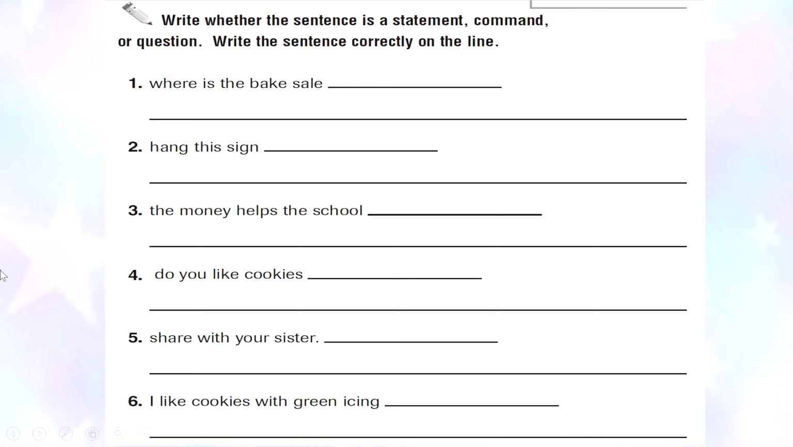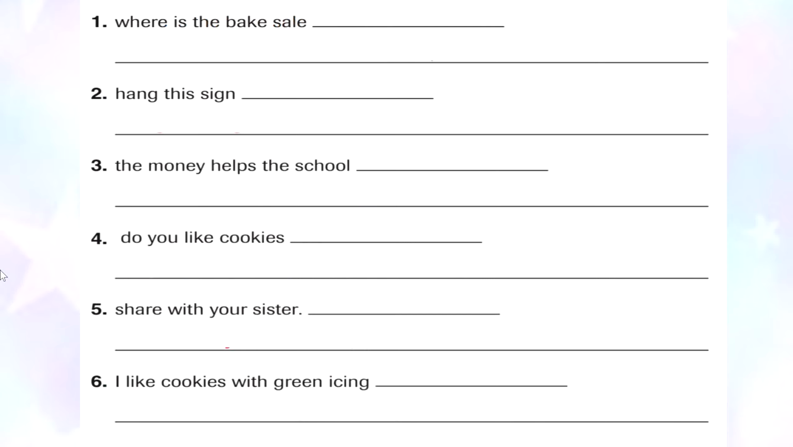Now it's time to check the answers. Number 1 is a question. Begins with the WH question word where, and it needs an answer. Starts with capital W and ends with a question mark. Number 2 is a command. It starts with the verb hang, action verb hang. It starts with capital H, ends with a full stop.